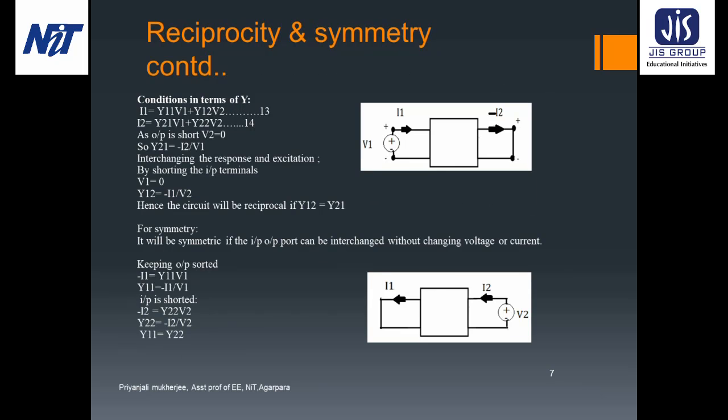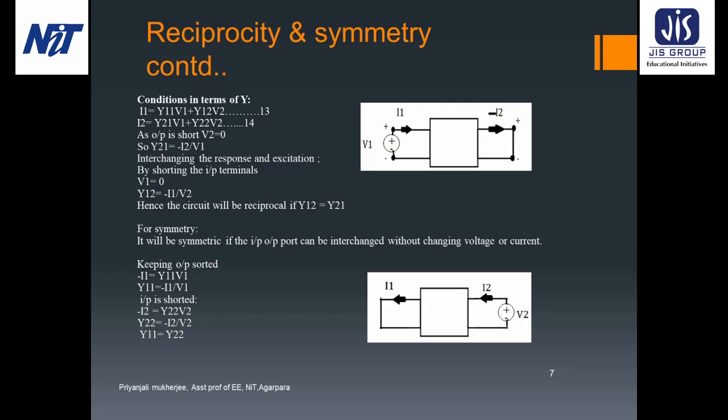Next is the condition in terms of the Y parameter, and here we are considering that the output terminal is short circuited, and the governing equations of the Y parameter are I1 equal to V1 Y11 plus V2 into Y12, and the second equation becomes I2 equal to V1 Y21 plus V2 into Y22. Now as the output port is short circuited, V2 is equal to 0. So from this equation we can say that Y21 equal to minus of I2 divided by V1.